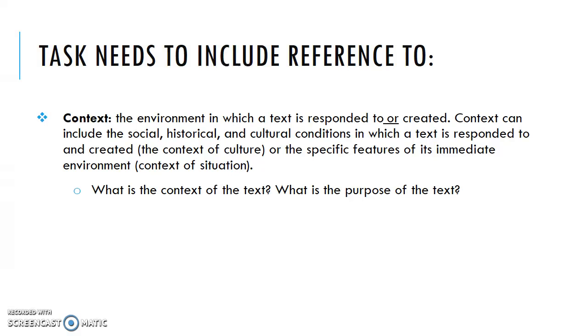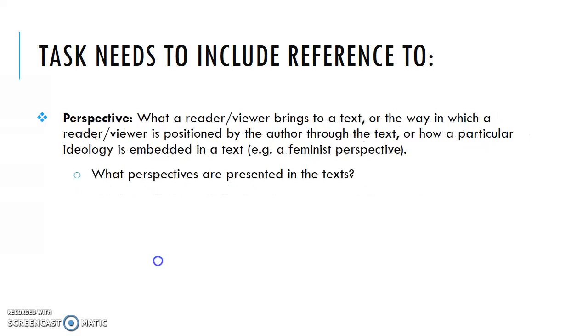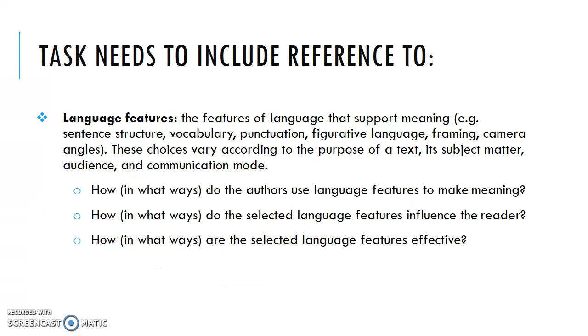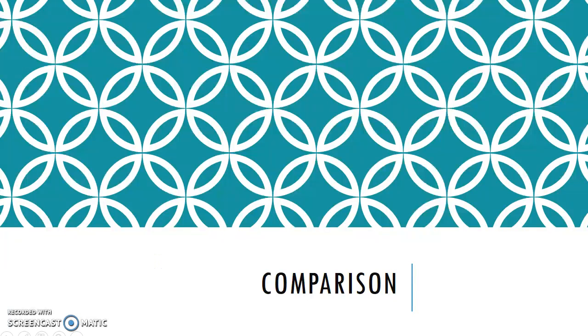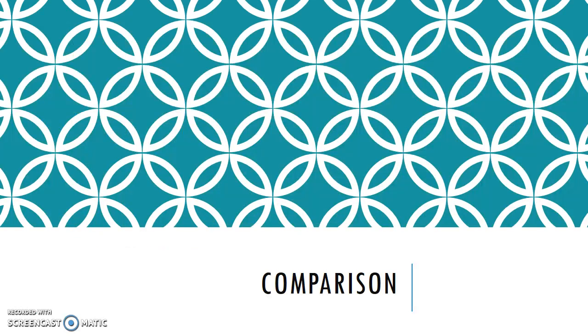Basically, there are some things that we need to cover. So, the task needs to include reference to the following things: the context, the audience, the ideas, the perspective, and the evaluation. We also need to look at language features, stylistic features, convention as well. Please make sure that you've read through that information. There are some questions on each of those slides that you can have a look at, which might help you understand what you need to address in this task. We'll have a look at it in more detail when I'm back in class, but for now this should be able to give you a bit of an overview.